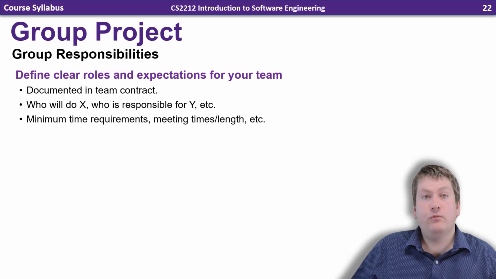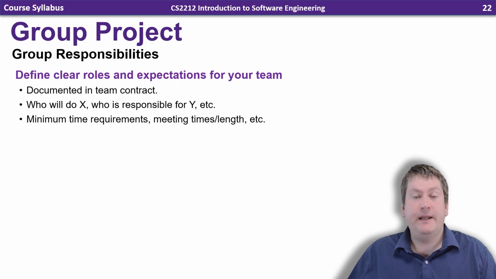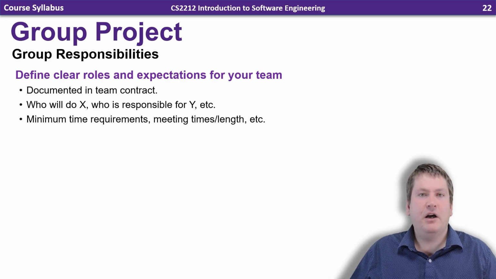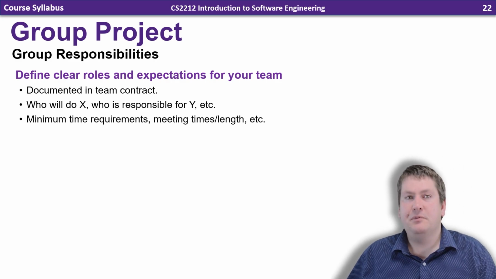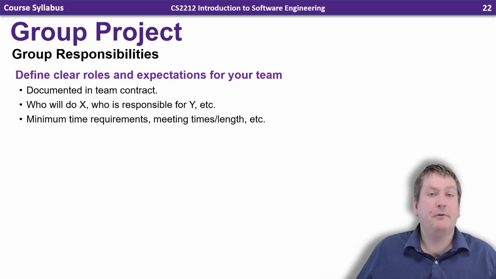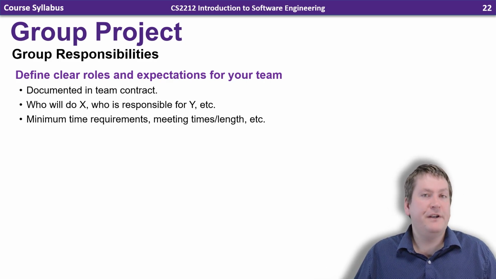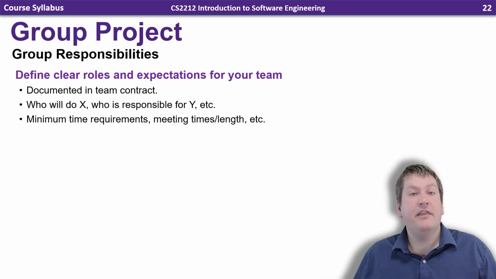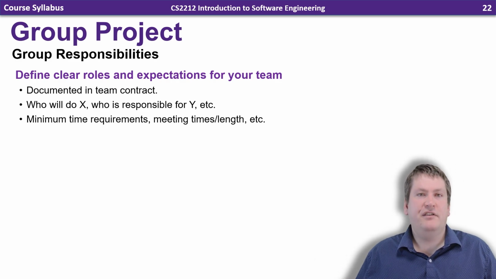Okay, our last set of responsibilities. First, define clear roles and expectations for your team. Each team's going to create a team contract, and don't worry, we'll talk more about that. This contract is going to basically say who's going to do X, who's responsible for Y, minimum length of time requirements that you expect everyone on your team to be working on the project for each week, meeting times, length, basically all your expectations of your other group members will be in the team contract.